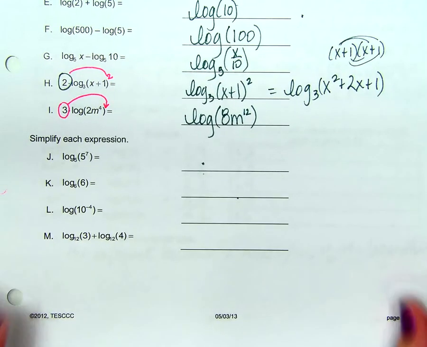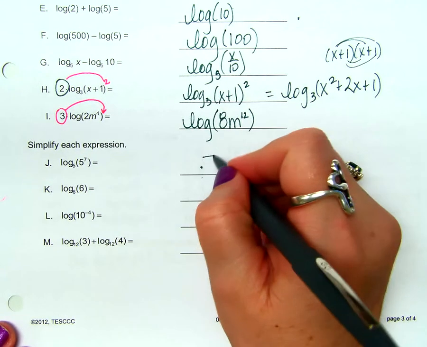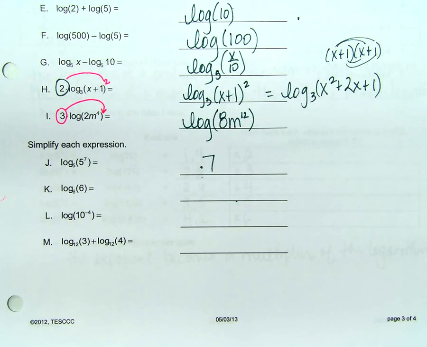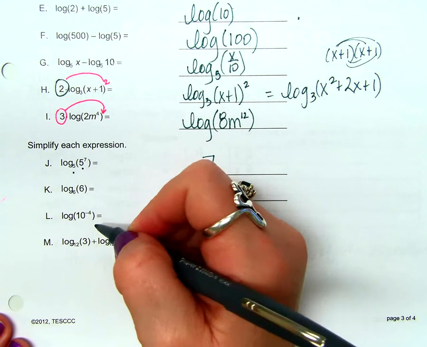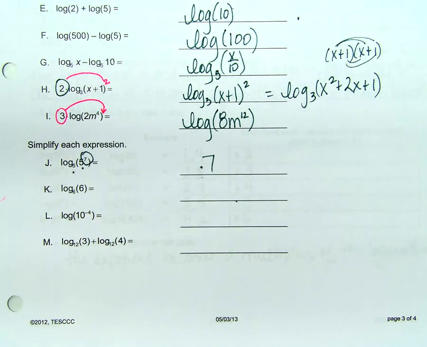Okay, then let's look at the last 4 here. Simplify each expression. Okay, it's not asking us to rewrite it. It wants us to get it in the simplest form possible. So tell me, what J is. 7. The person that said the answer did not touch her calculator at all. How did she know it was 7? The base and the argument were the same, so what's the answer? The exponent, right? So what about K?